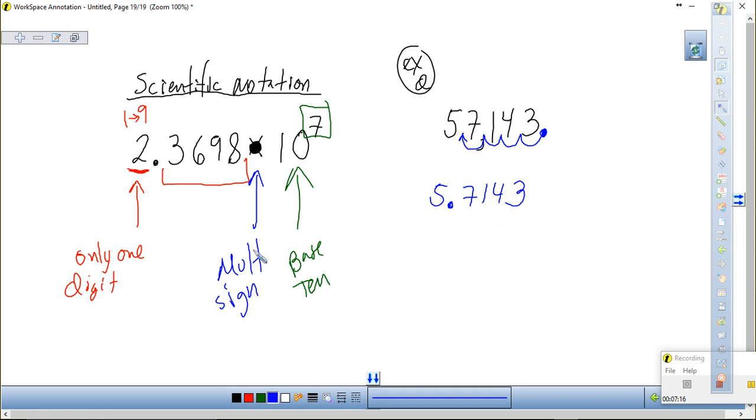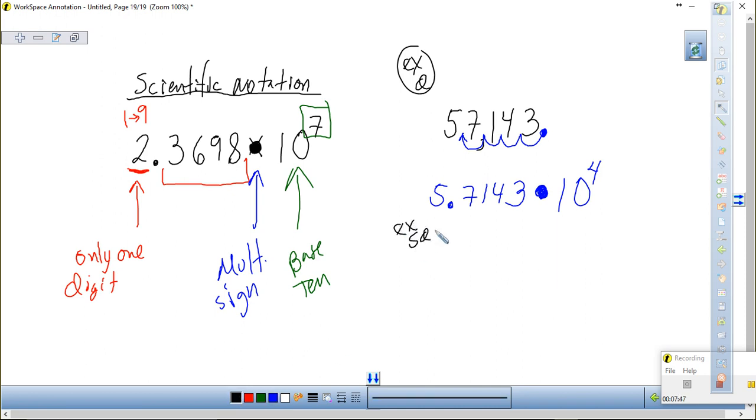What else should it have? What's the next part? Multiplication. What else is the next part? Base 10. And check this out. How do we know the exponent? Well, let's see. How many times did you move the decimal to the left? So what goes here? 4. And that's scientific notation. Boom, that just happened. Yep. Let's do another one.